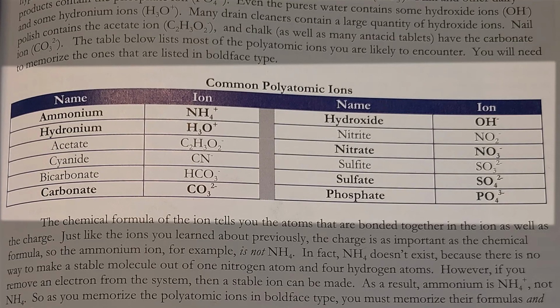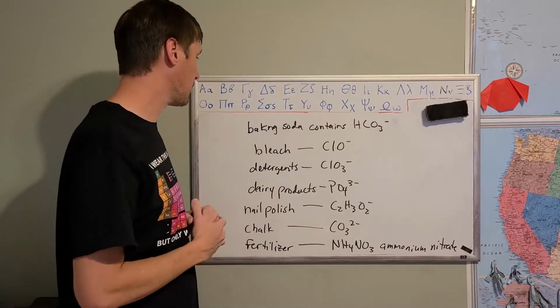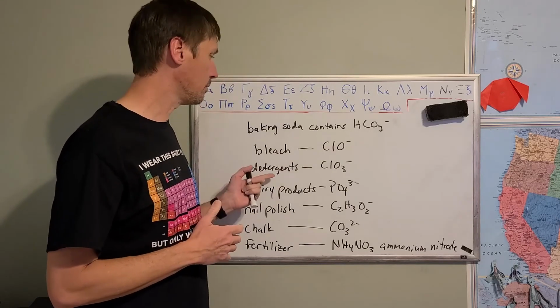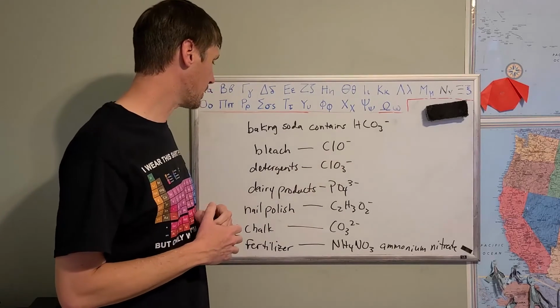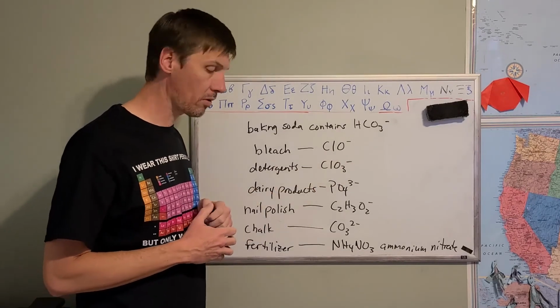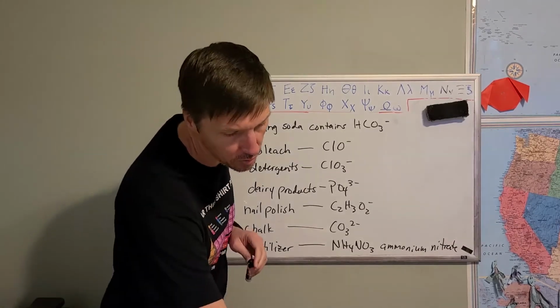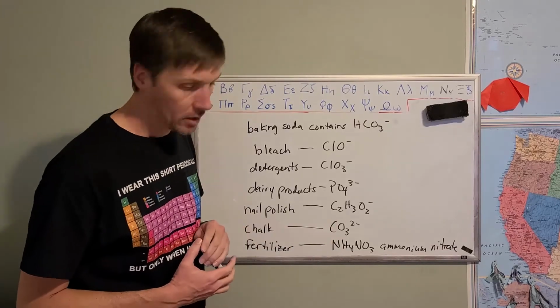So just to list a few of those, baking soda contains HCO3 negative, very common household item. Bleach contains ClO negative. Many of our detergents, ClO3 negative, another polyatomic ion. Dairy products, PO4 3 negative. Nail polish, C2H3O2, that's acetate. Chalk contains CO3 2 negative.